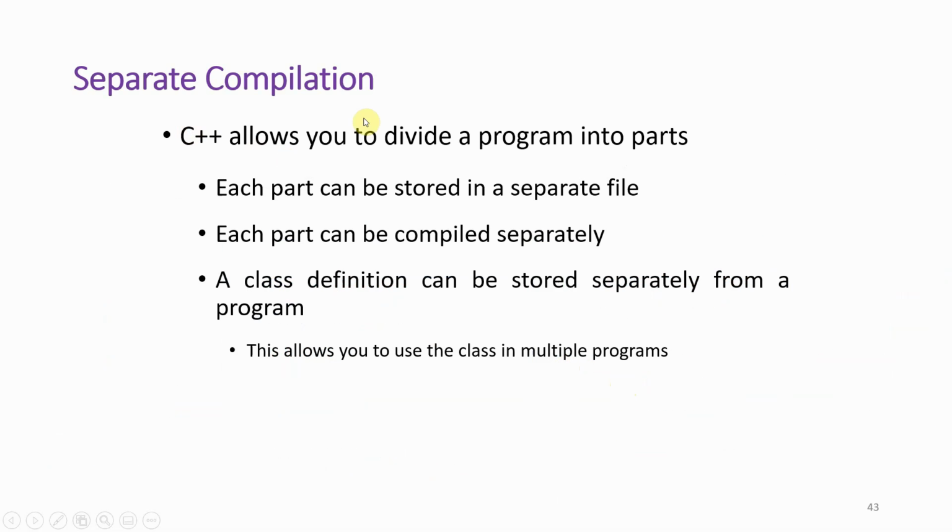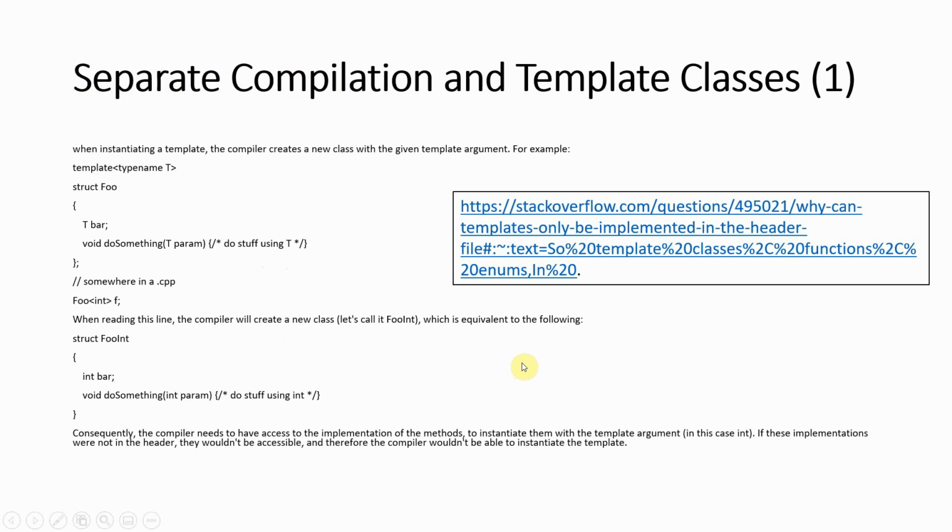Now separate compilation allows us to divide the program into parts. Each part can be stored in a separate file, so it basically makes our program modular, and we can assign each task to a different person, or we can debug the code much more easily. And a class definition can be stored separately from a program. This allows you to use the class in multiple programs. So that's another advantage of separate compilation.